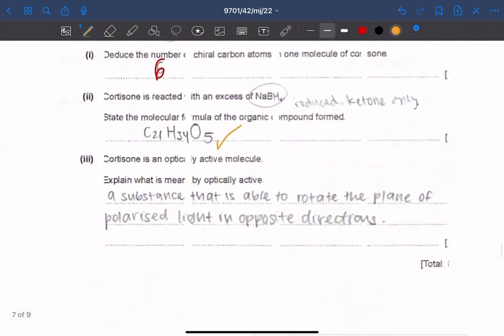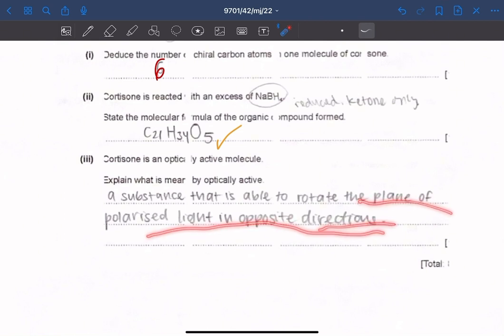Cortisone is an optically active molecule. Explain what is meant by optically active. Optically active is a substance that is able to rotate the plane of polarized light, in either a clockwise direction or an anticlockwise direction.